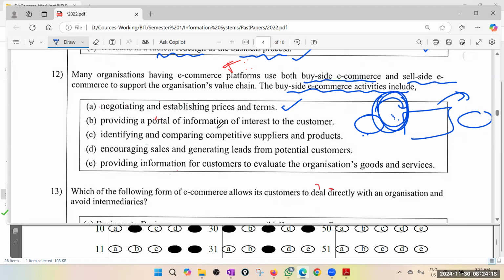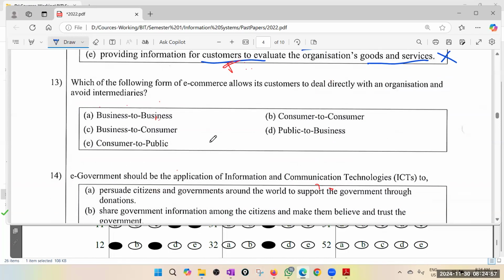Provide a portal of information of interest to the customer. The customer is on the sales side. Identifying and comparing competitive suppliers and products. Yes, so this is not an IT question, this is a business question. Encourage sales and generating leads from potential customers. That is the sales side. Providing information for customers to evaluate the organization's goods and services. That is sales, marketing. Marketing is not buy-side. So I'll go for A and C. Yes, A and C.